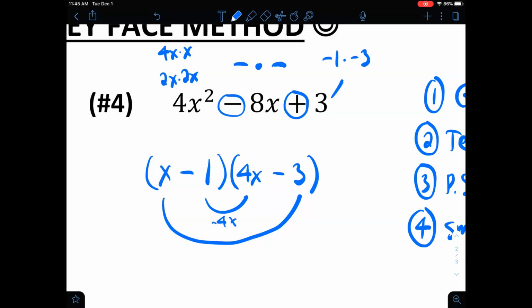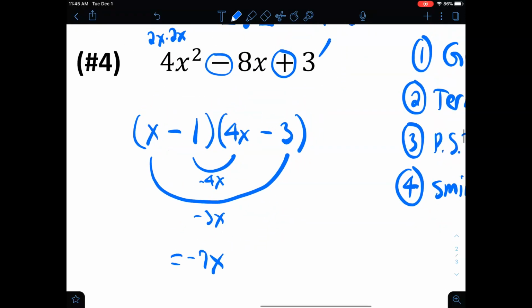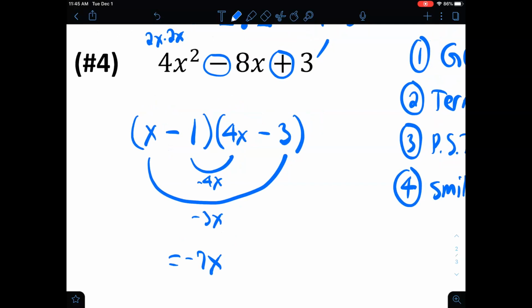What is negative 1 times 4x? It is negative 4x. x times negative 3 is negative 3x. We are so close. That's going to add up to negative 7x. We want negative 8x, though. If we switch 4x and x around, would we end up with a negative 8x? Well, 4x times 3 would be negative 12, which is way far away, so we don't want to use that. That's not going to work.